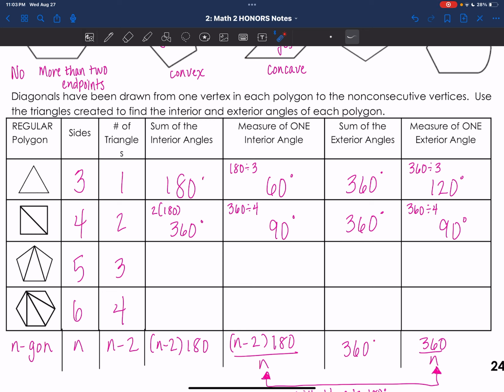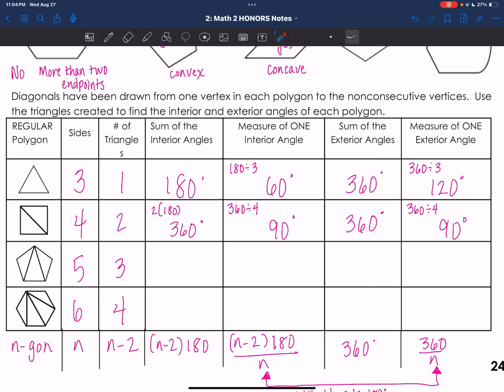So you're going to take 3 times 180, and that's going to give you 540. So that's the total for the angles. But if you want to find one, you have to go 540 divided by 5.